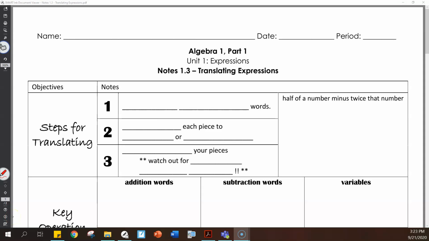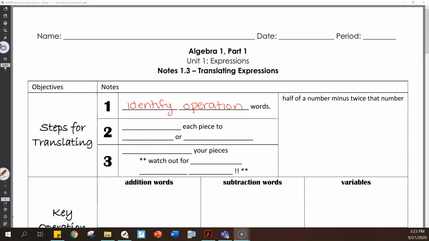Everyone. Today we're going to be talking about how to translate expressions from verbal to algebraic. So I'm going to take words that describe an expression and turn them into numbers and variables like we've seen so far. When I'm translating expressions, the first thing I want to do is identify my operation words.